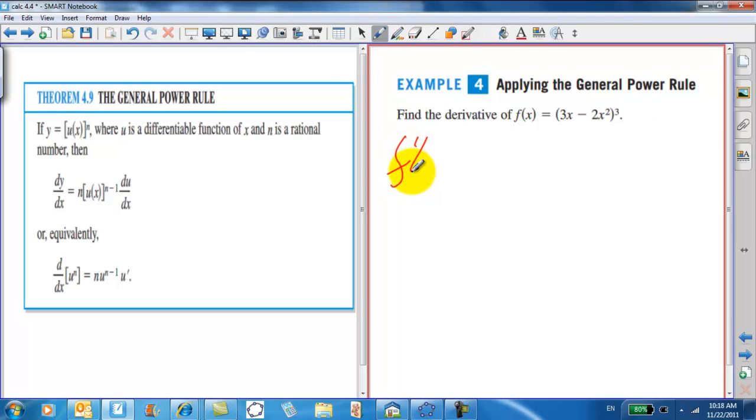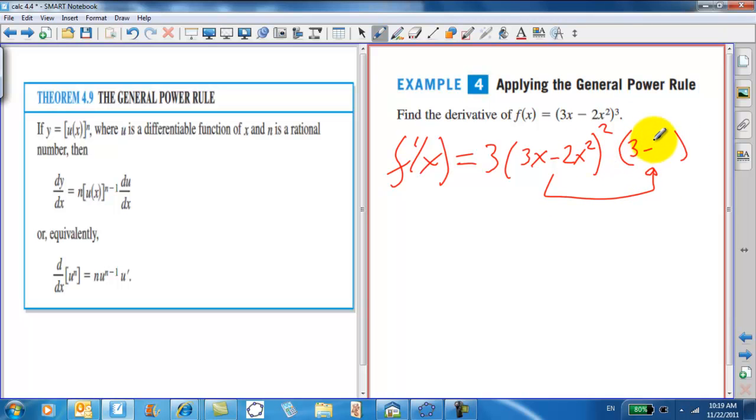So f prime of x, this one's ready to go. We can say 3 times, leave the inner function alone, 3x minus 2x squared raised to the second. And now take the derivative of the inner function, which is 3 minus 4x. And this is fine. The original answer is fine. I usually, if this was a number, I'd combine it with the other number, but we can leave it like this.